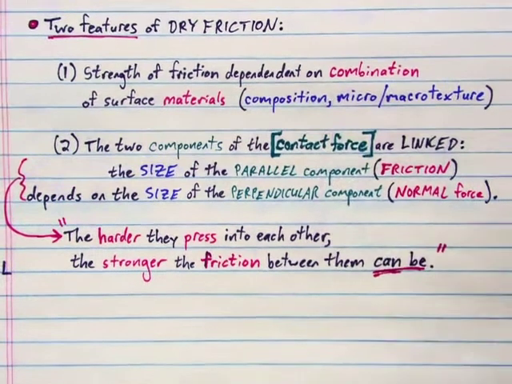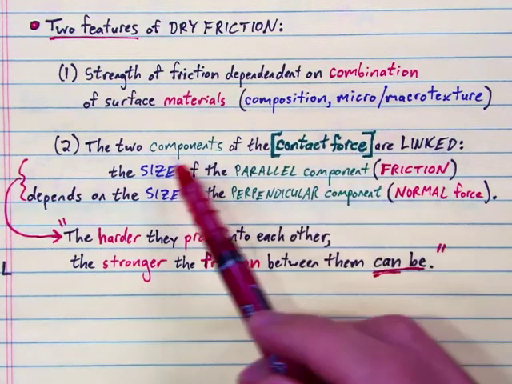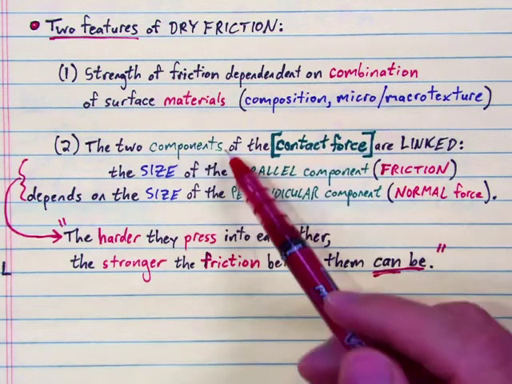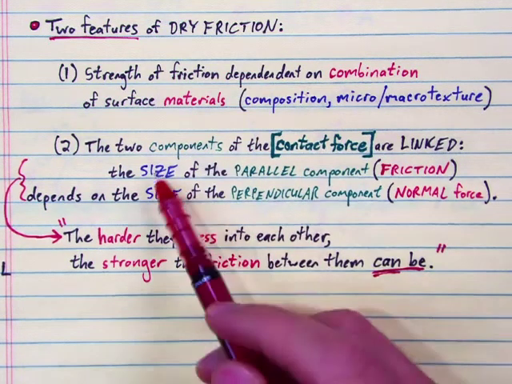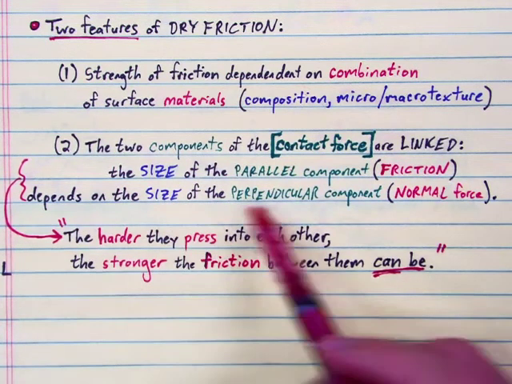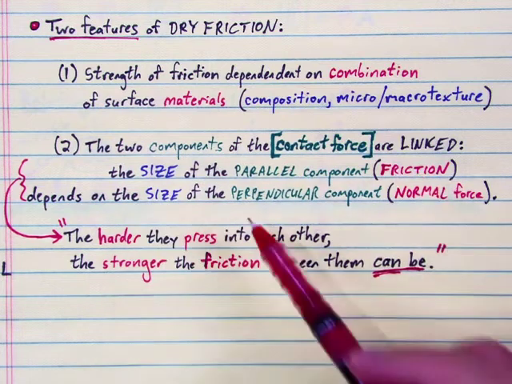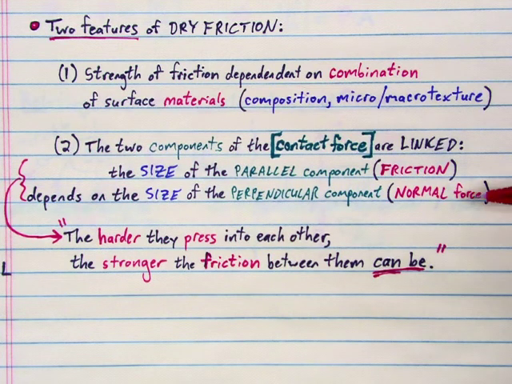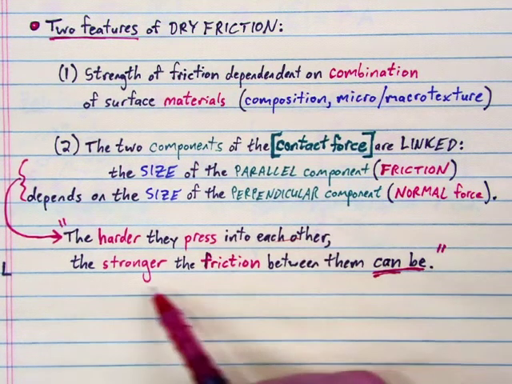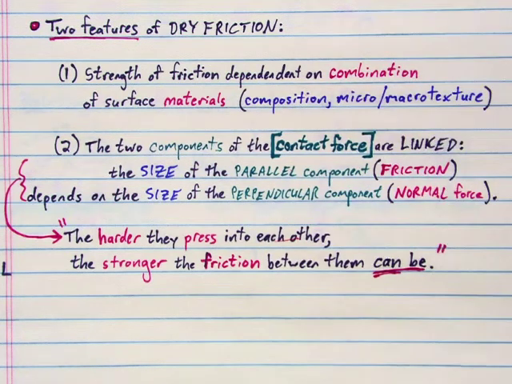Feature number two. The two components of the contact force between the two surfaces, the parallel and perpendicular components, are linked. The size of the parallel component, that's the friction, depends on the size of the perpendicular component of the contact force. That's the normal force. The size of friction depends on the size of the normal force. The normal force represents how hard the surfaces are pressing into each other. And so the harder they press into each other, the stronger the friction between them can be. That's the second key feature of this Coulomb model of dry friction.